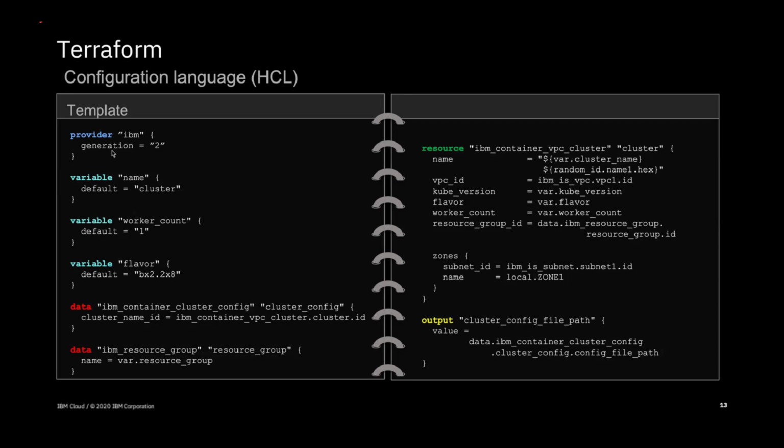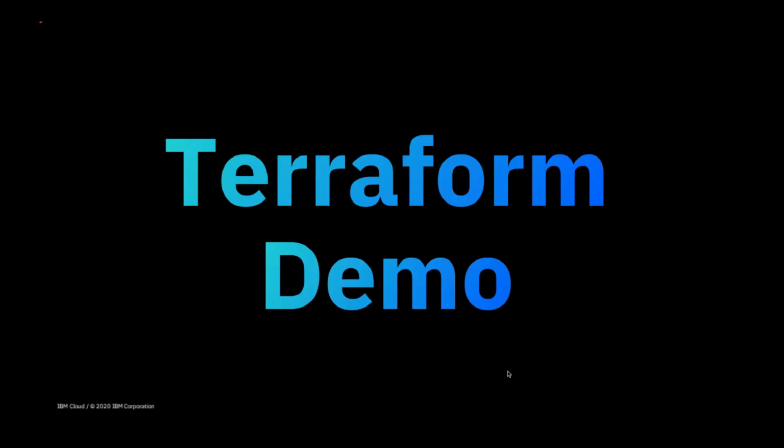So on the right side, we see IBM Container VPC Cluster. That's a custom resource created by the IBM provider that enables this Terraform execution to work with IBM Cloud. We see a couple other things like variables, data sources, and an output file. We'll talk about this in a minute here in more detail. I definitely want to get to a demo today. So that's the part I want to really focus on, the demo.